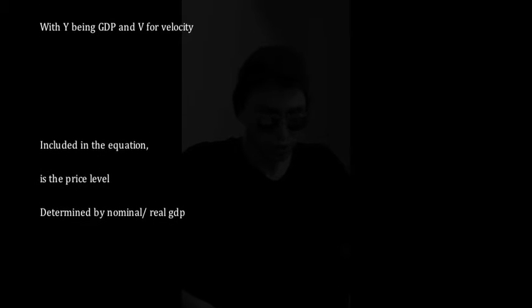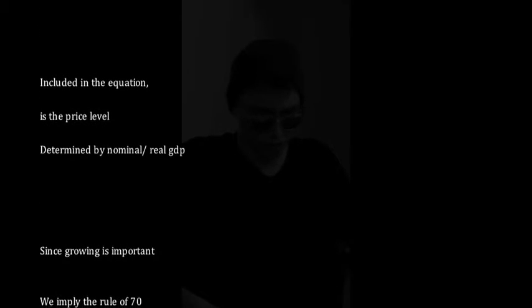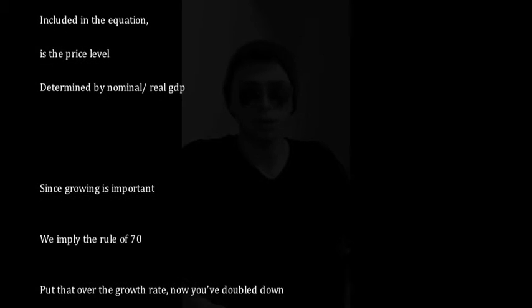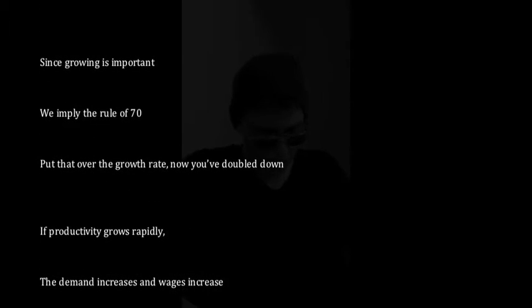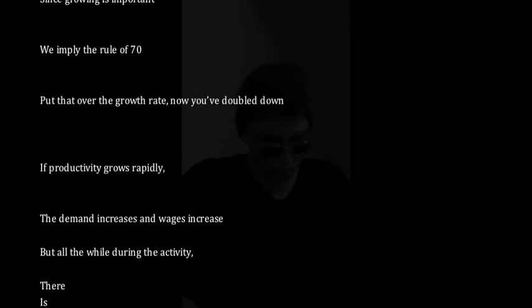the velocity. In the equation, is the price level determined by nominal or real GDP? So growing is important by a rule of 70. Put that over the growth rate now.